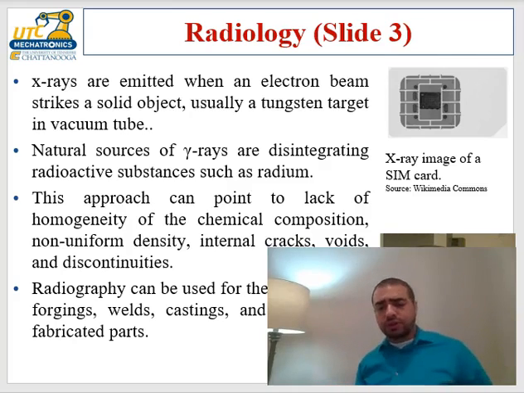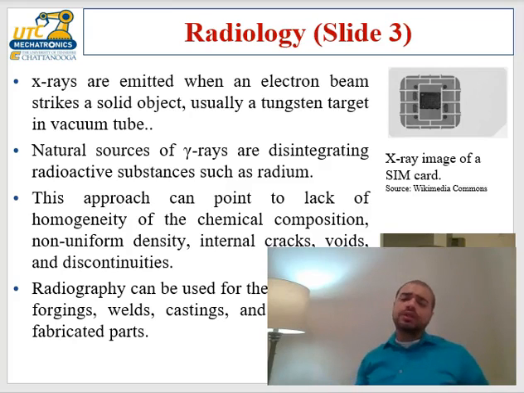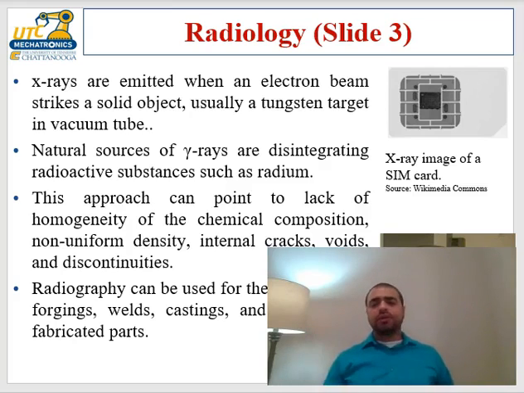Radiology, of course, we're still in radiology. X-rays are emitted when an electron beam strikes a solid object. This is how they generate the X-rays. Basically, this is one of the methods. Natural sources of gamma rays are disintegrating radioactive substances such as radium. So these are radioactive substances. Radium is commonly used. Of course, also, for example, uranium. Uranium isotopes also emit gamma rays.